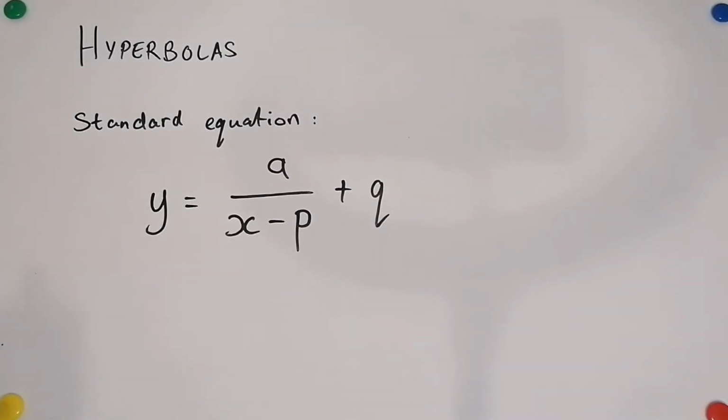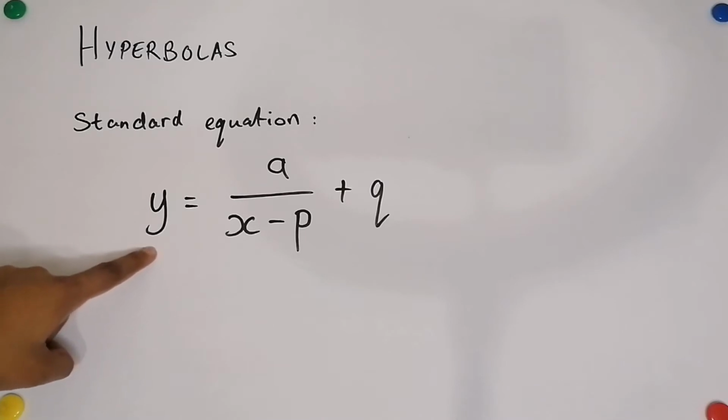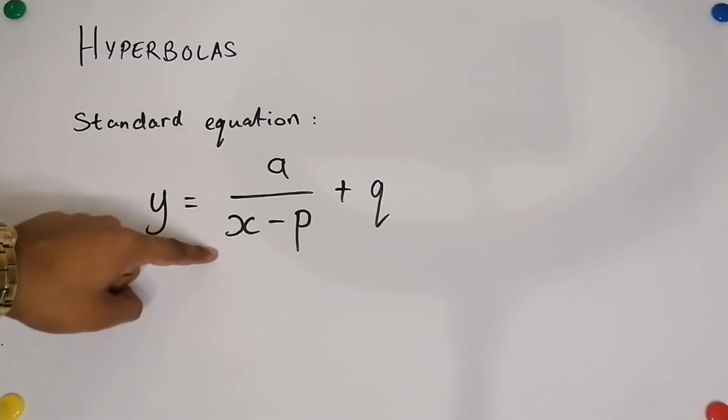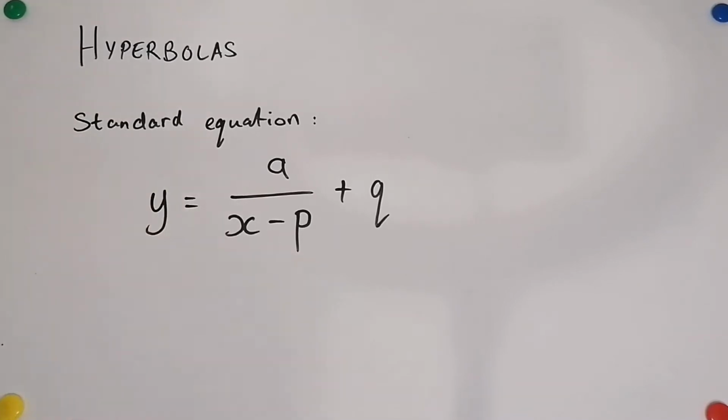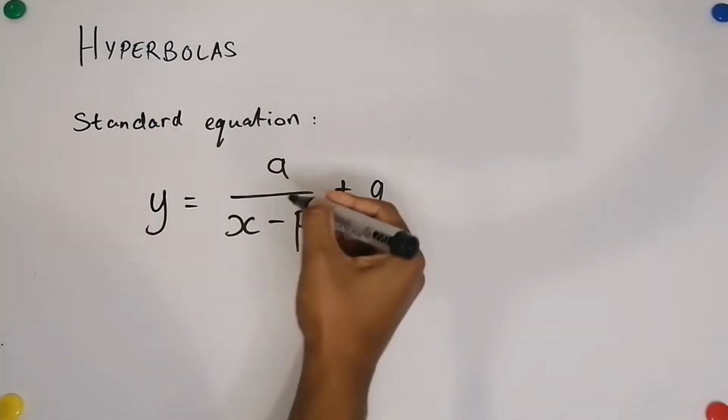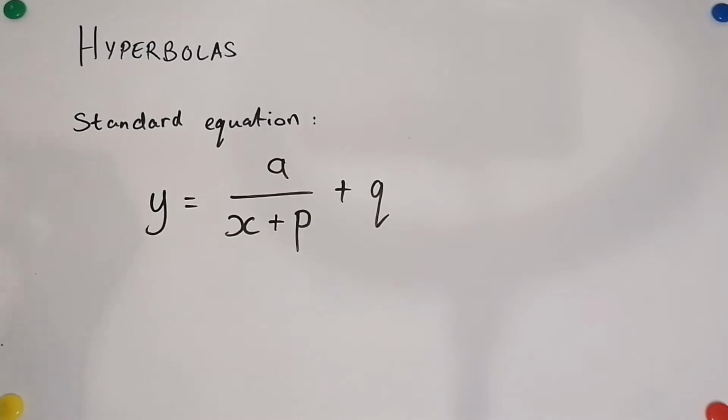Hi there everyone. So in this video we are looking at the hyperbola function, and we'll start with the standard equation of a hyperbola. So it goes y is equal to a over x minus p plus q. Pardon me, I mean to make this a positive.